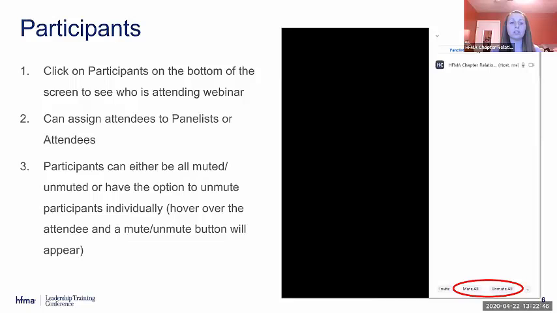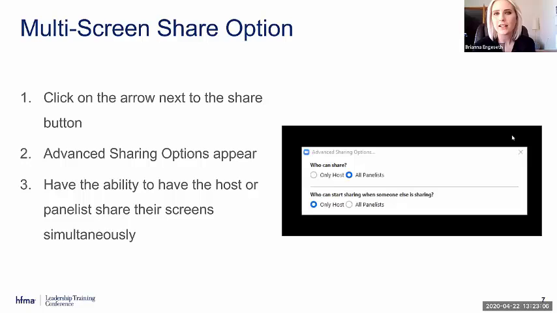And then participants can either be muted or unmuted, and you have the option to either mute all or unmute all, or you can go right over the attendee's name and you'll see a box show up that says unmute or mute, or gives the option to talk as well. And I think that as the host of the meeting, you have the option of who gets to share the video. So if you want just the panelists to share videos, you can click that.